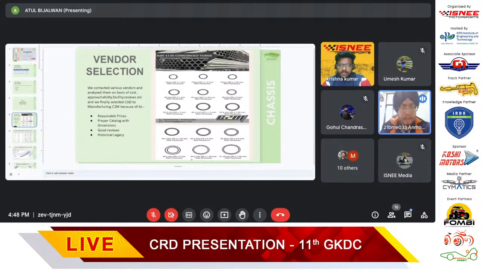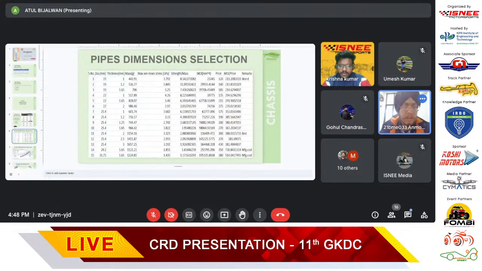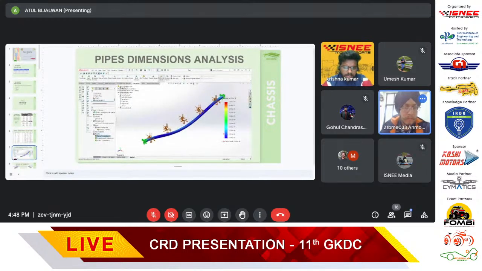We finally selected CAD manufacturer. Moving forward, these are the pipe dimensions we referred. Moving forward, at last we came to the conclusion of using 1.6-inch seamless tube.